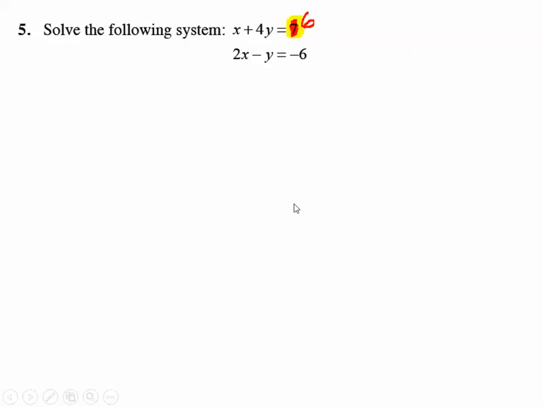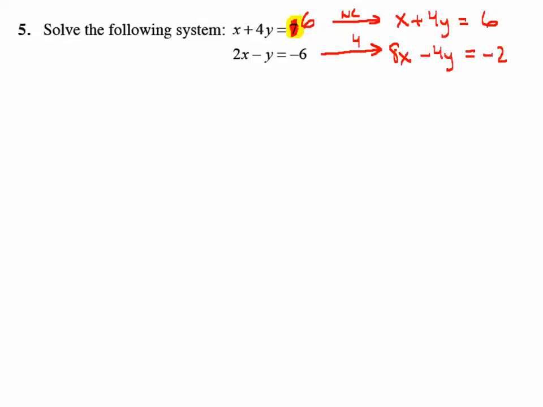All right, let's go for it here. Let's see what happens here. What I did is I multiplied by 4 on the bottom. Raise your hand if that's what you did as well. Okay. All right, so in order to have a negative 4y, you just need to multiply by 4 because the negative's already there. So at that point, the top stays the same. The bottom is 8x minus 4y equals negative 24. Boom, adding them up. The y's are opposites as planned, so 9x, cancel off the y variables.